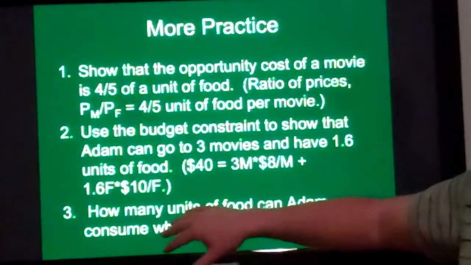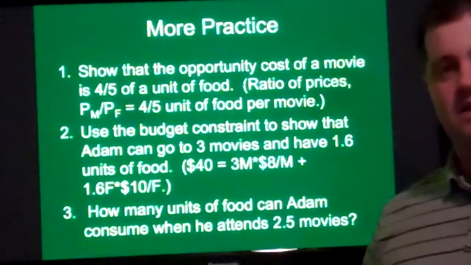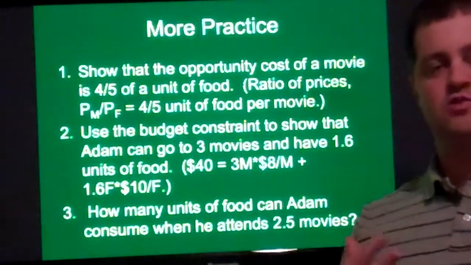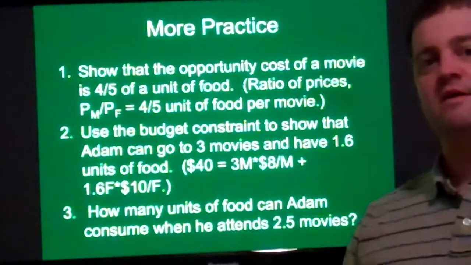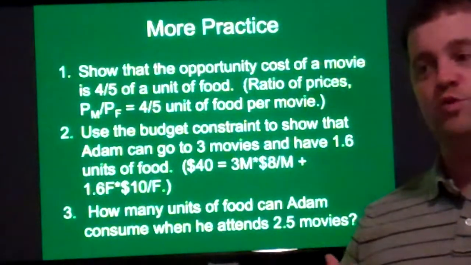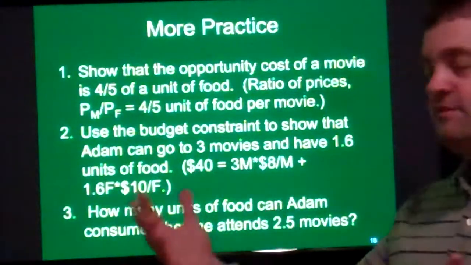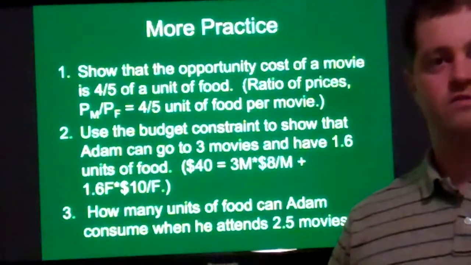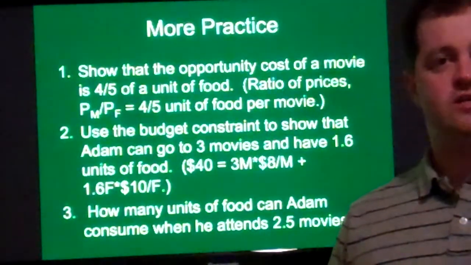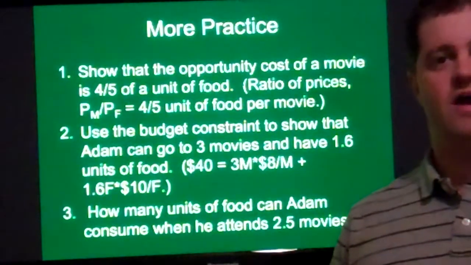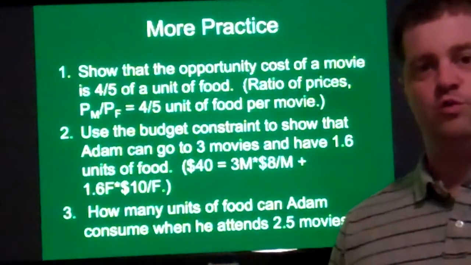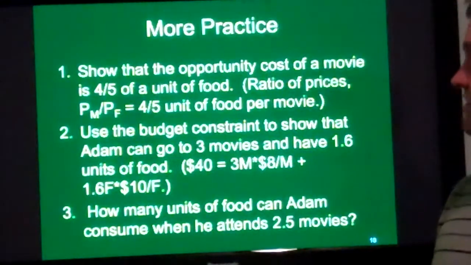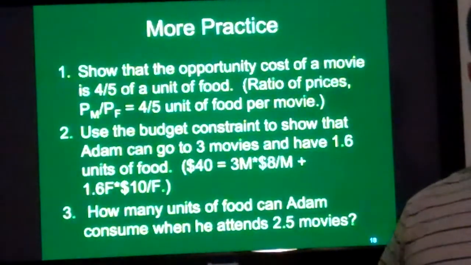I've got some more practice for you to run through. As economists, what we like to do is imagine a world in which the price of X or Y changes. In the setting we looked at, let's imagine that the price of food rises. What happens to the opportunity cost of food? Or what happens if we change income? What happens if we give Adam a little bit more dough to spend on food or movies? What happens to his budget constraint? You can explore these ideas in more practice, and I hope you found this to be helpful.